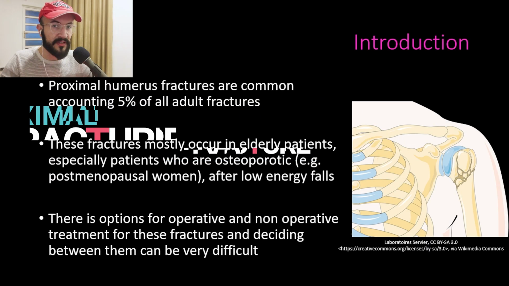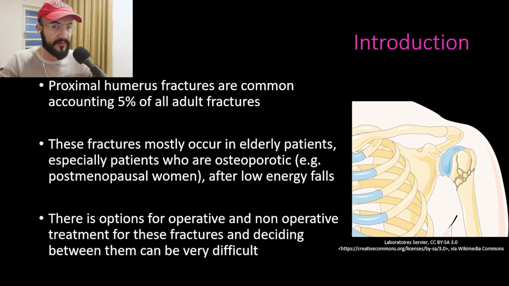So in our discussion about the proximal humerus fractures, we will start with an introduction. Proximal humerus fractures are common, accounting for 5% of all adult fractures. They mostly occur in elderly patients, especially patients who are osteoporotic, for example, postmenopausal women, and they are one of the most common fragility fractures.